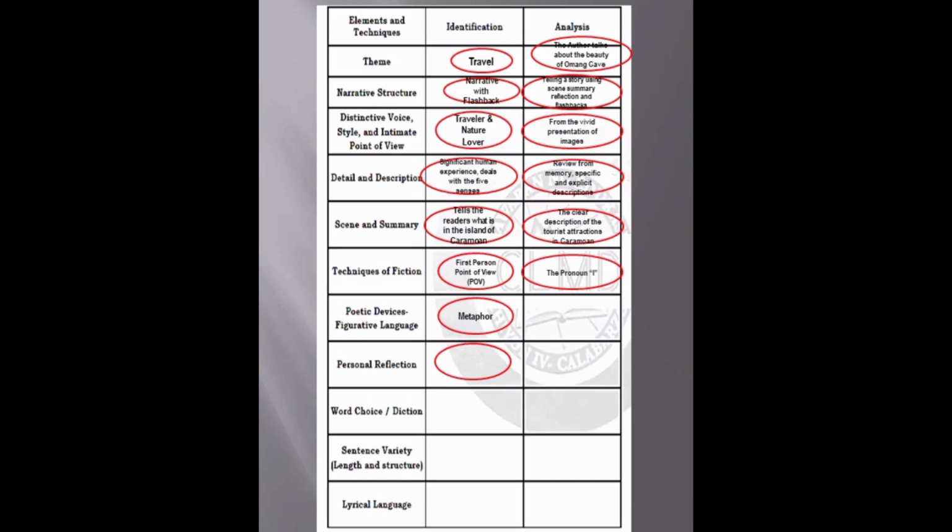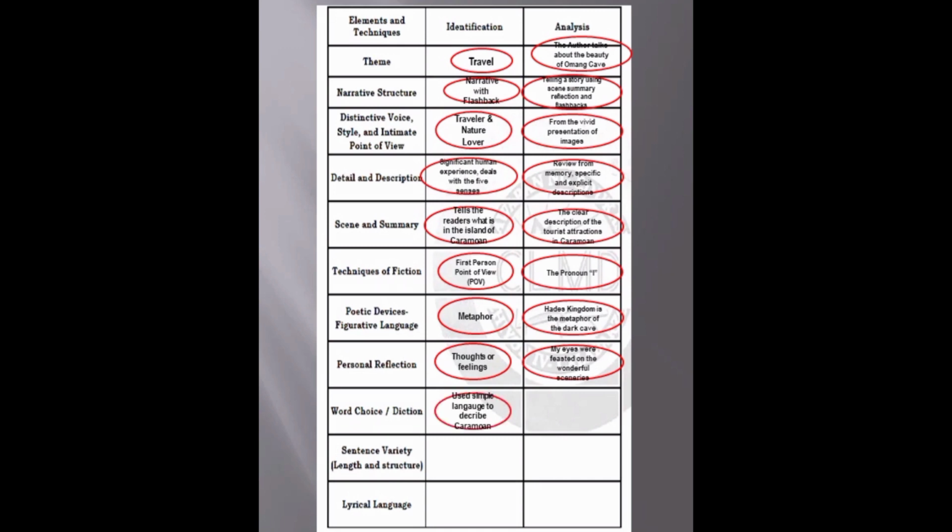The poetic device used, or the figurative language, is metaphor because of the direct comparison of the dark cave to Hades' kingdom. Personal reflection, the thoughts or feelings: "My eyes were feasted in the wonderful scenery." This is the phrase which talks about the personal reflection.